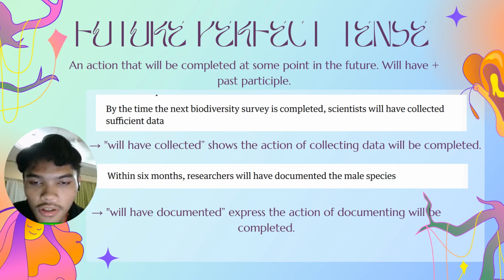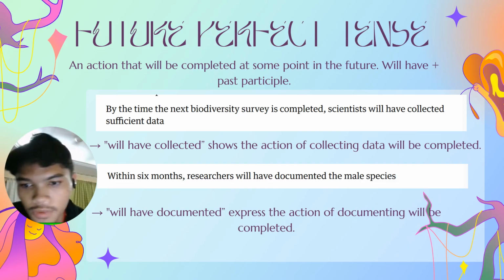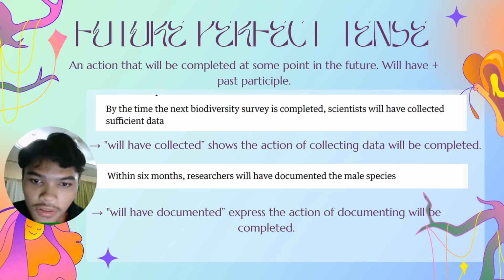Now, along with the third part of future tense, which is future perfect tense. Future perfect tense is also an action that will be completed at some point in the future. Sentences that include future perfect tense have the words will have followed by a past participle. Now let's look at the examples.